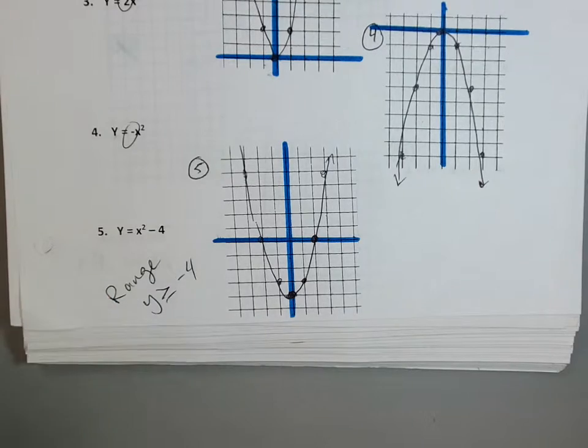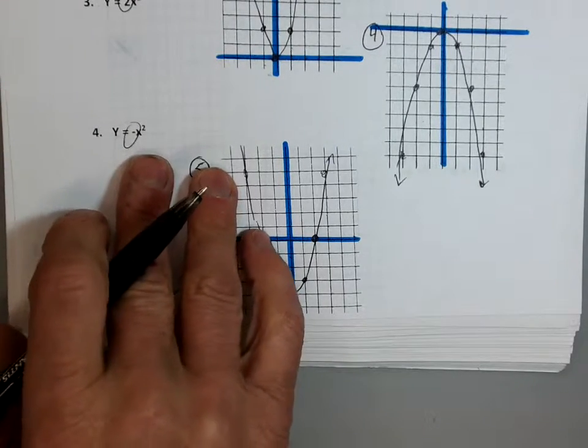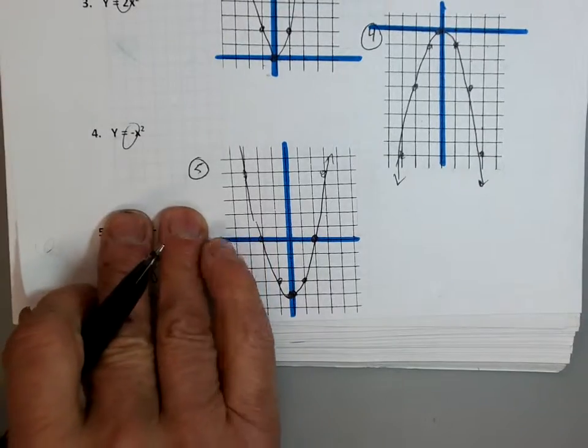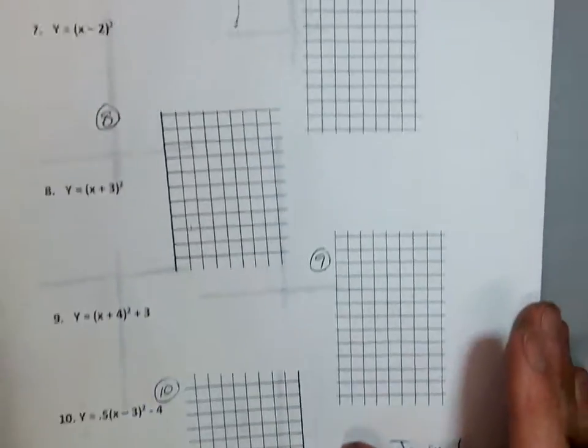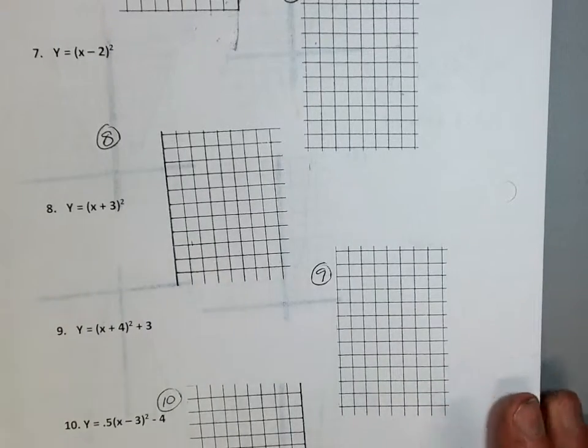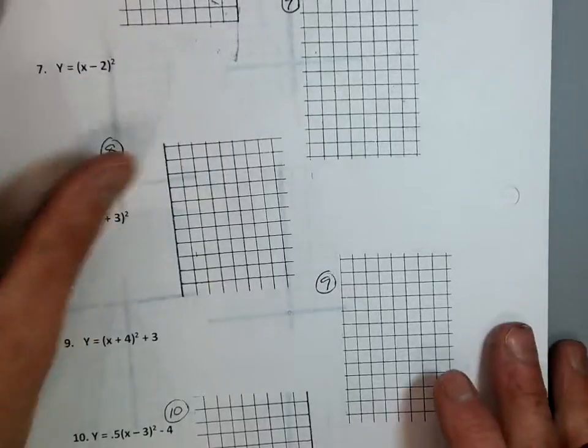Would the domain still be all real numbers? Always, yeah. We're going to change that someday, but not yet, okay? When we start to do square roots, we'll talk about why we have changed. You can't do the square root of a negative number, right? Yeah. All right, what do you think about 6? Any ideas? Okay.